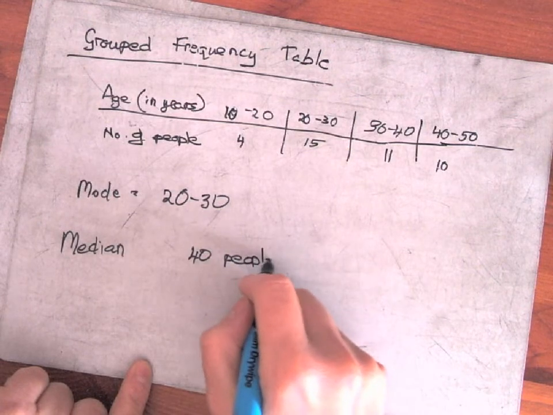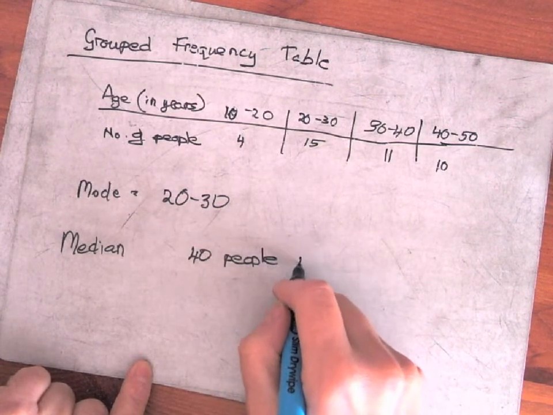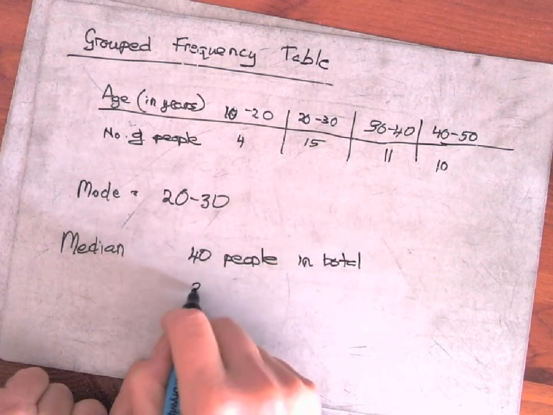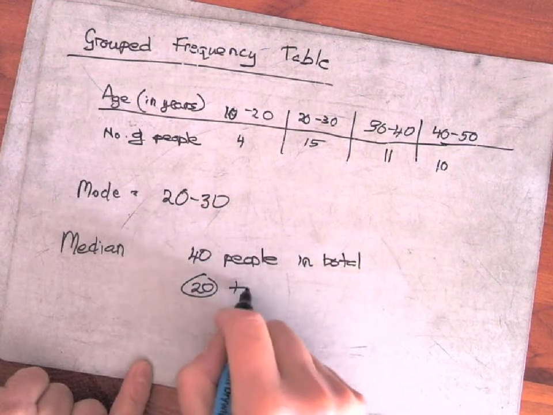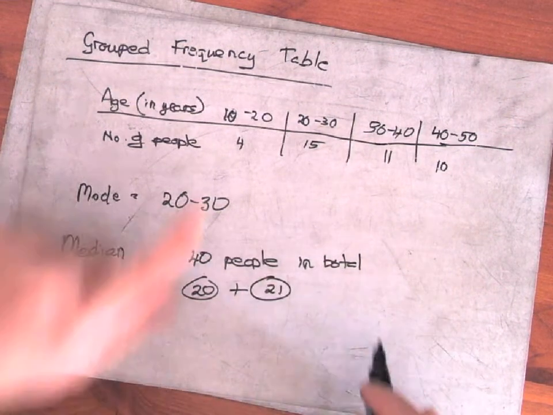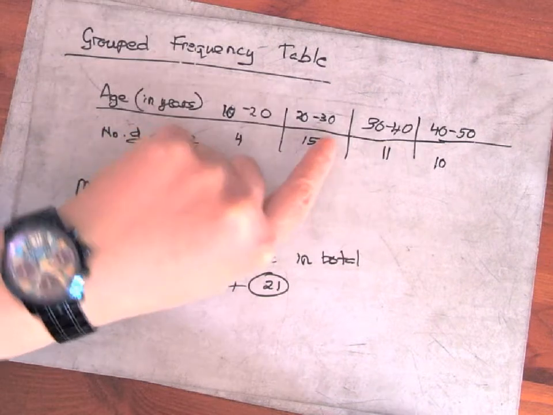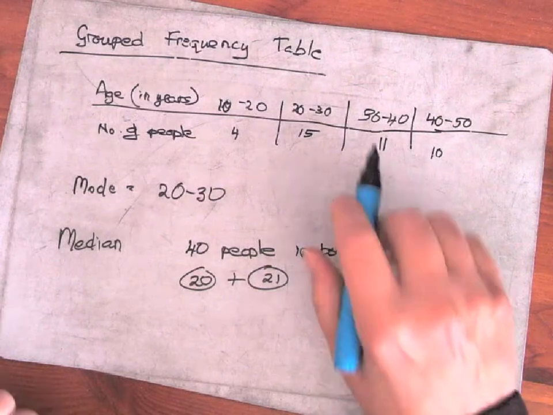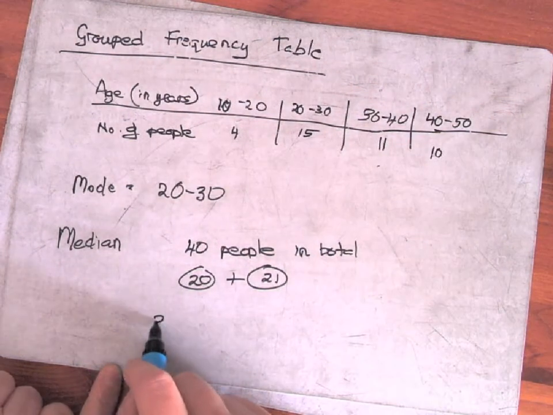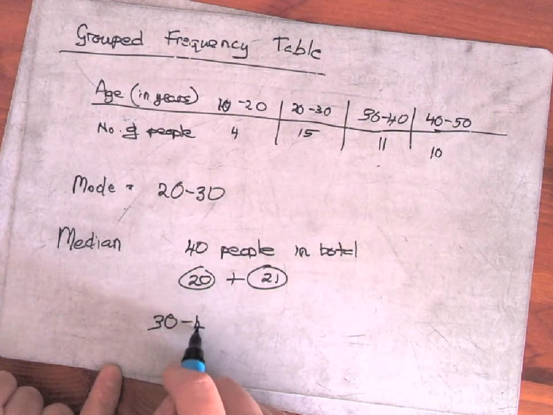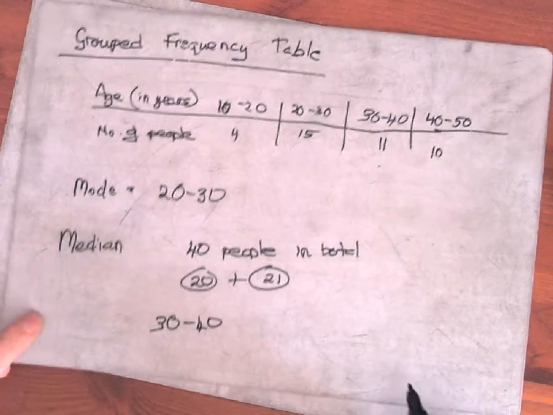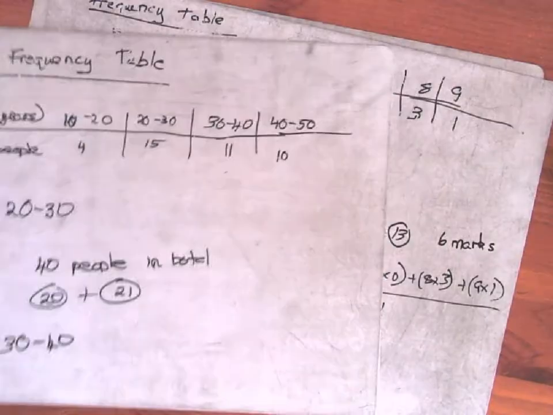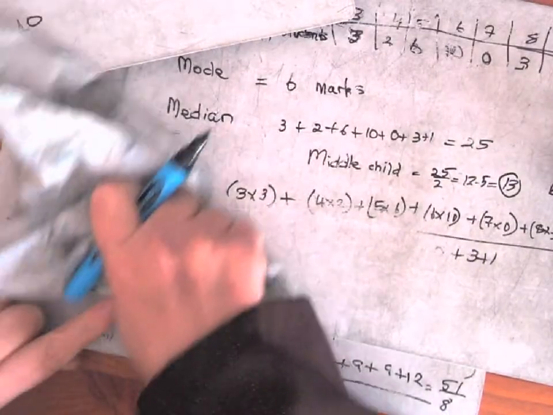Because that's an even number, there are 2 people in the middle, person number 20 and number 21. So I'm looking to see what age group person number 20 and person number 21 are in. I start: the first 4 people are in here. 4 and 15 makes 19, so the 19 people are up to there. 19 and 11 makes 30. So number 20 and 21 are in the 30 to 40 age group. Then I need to get the mean. I'll just come back to that in a sec.